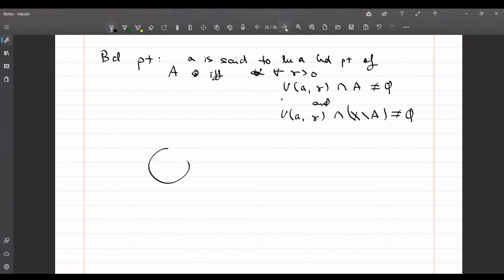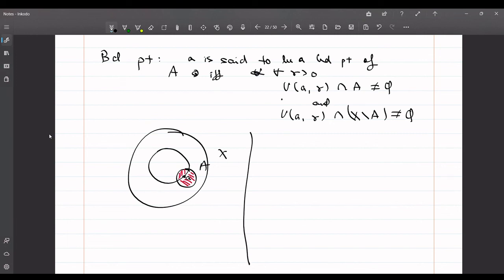Pictorially, let's say this is A, this is X, you take a point from here. If you form any ball, its intersection with A is non-empty, its intersection with X minus A is also non-empty, so it forms the boundary point. For example, 0 in the interval closed 0, open 1. Let us check the last example from here. Suppose you take this, the same example.